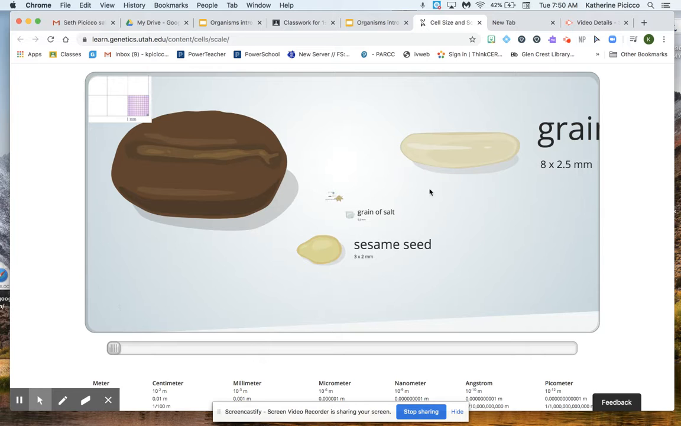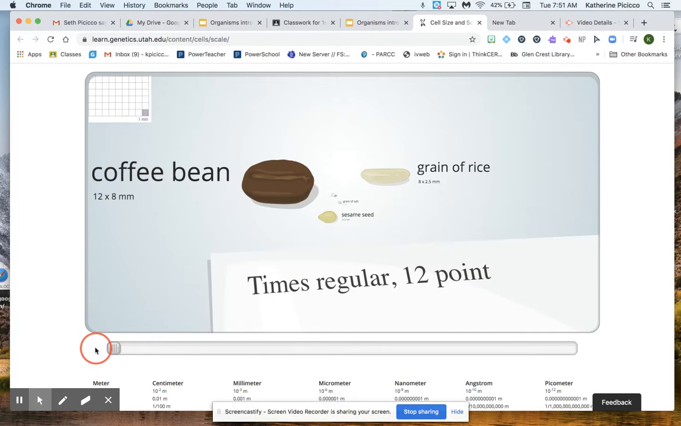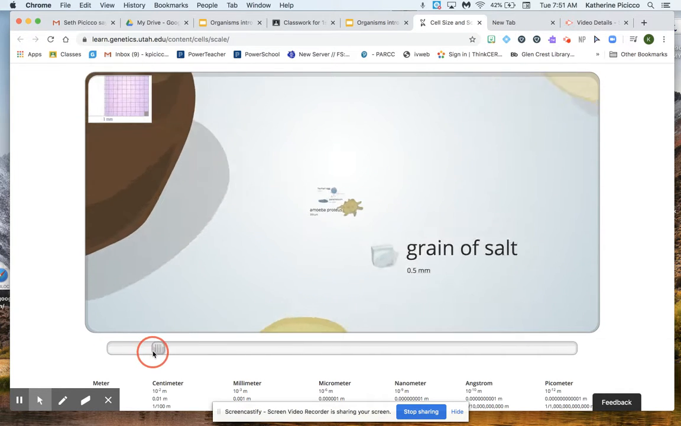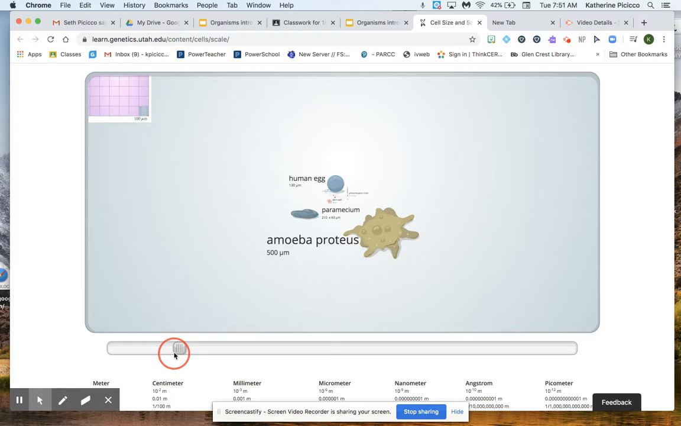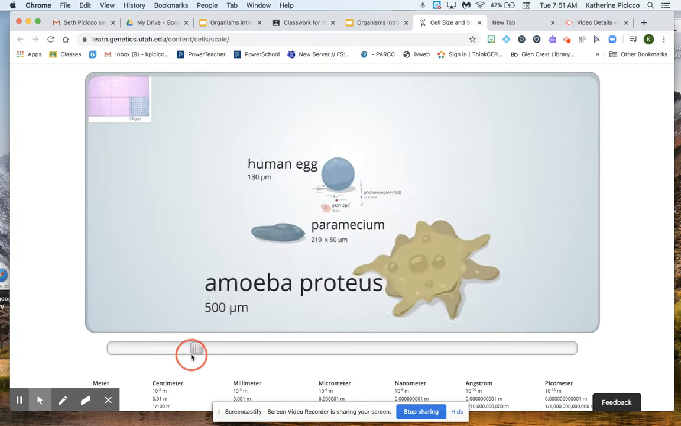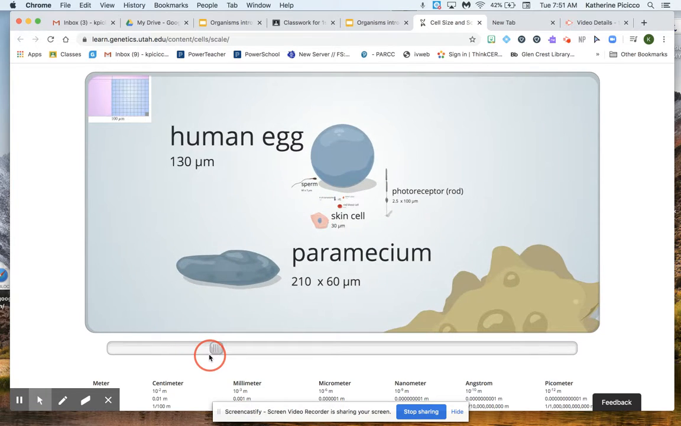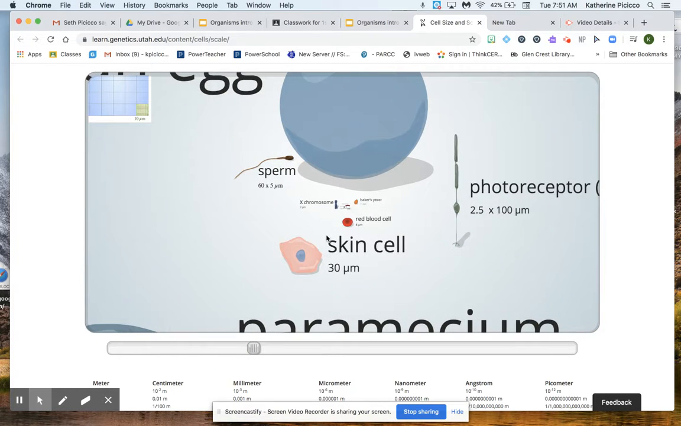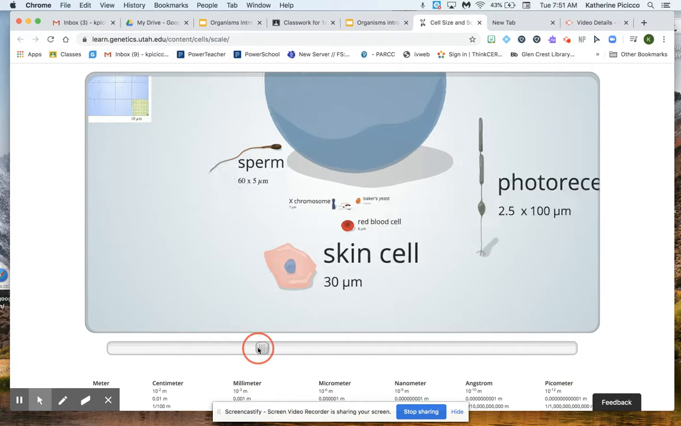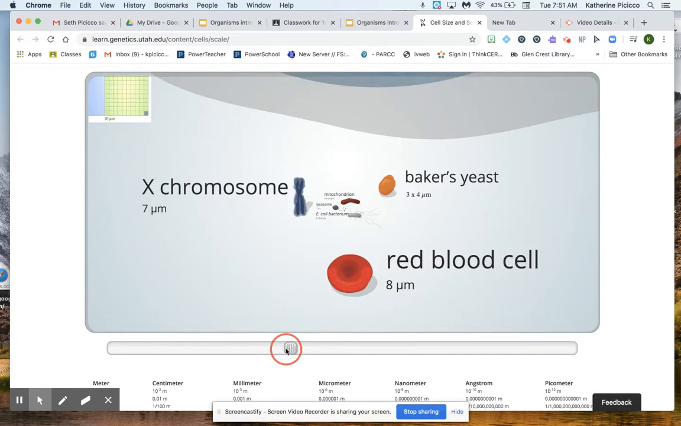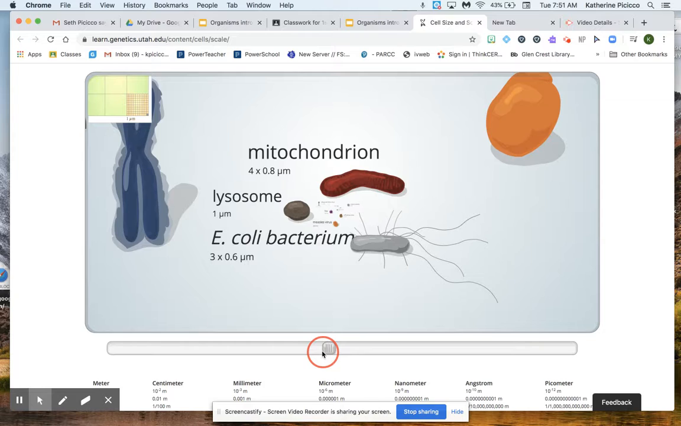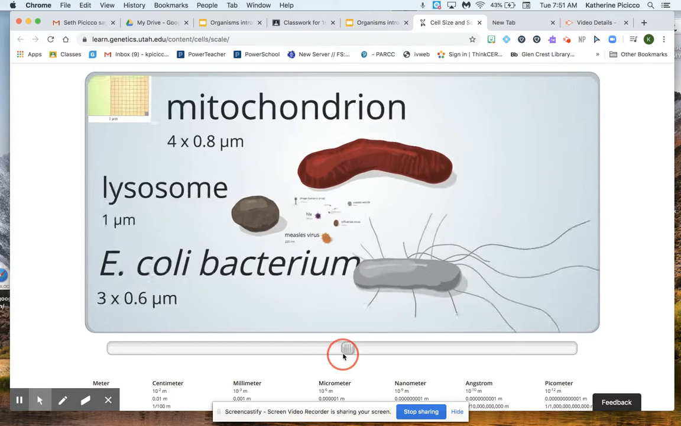So let's start again. Here's a grain of rice, right? Here's a coffee bean. So think about how small those things are. Now we're going to get smaller and we're going to see all the things on the way to an actual cell. So keep going, keep going. There's a skin cell and a red blood cell. We're getting there. Some of these things you might have heard of or seen pictures of, and some of them you might not have. Well, let's keep going.